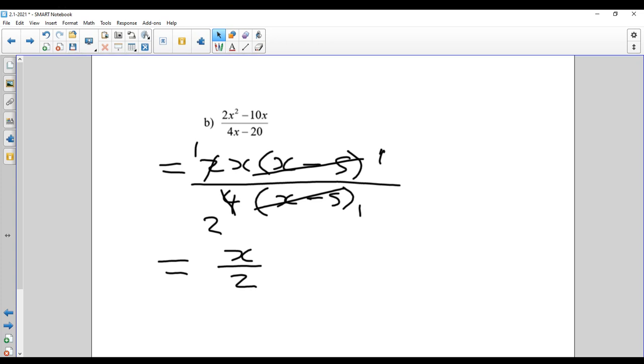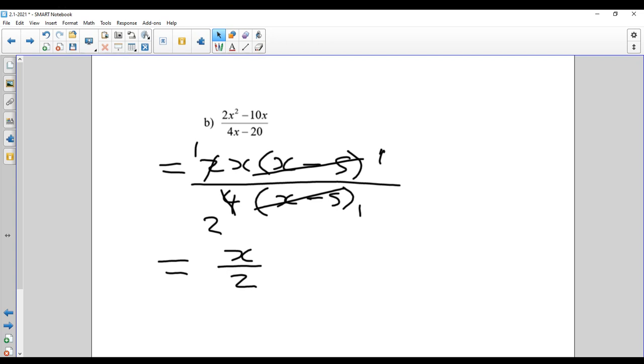Let me see if I can get some help now from Atifa. How about restrictions, Atifa? What value of x do you think would have caused a problem right from the beginning? Not where we are now, because right now, this is just x over 2. There's nothing that x cannot be. But there was some value or values of x that would have been a problem up here. Can you think of what that value or values might be?